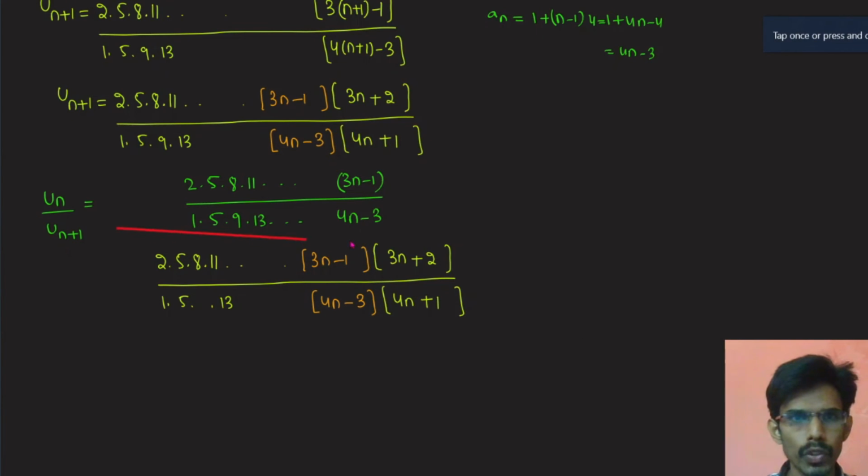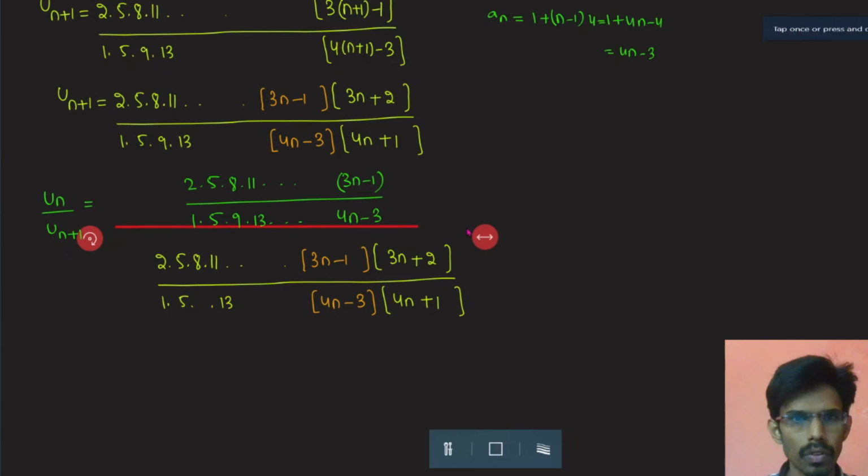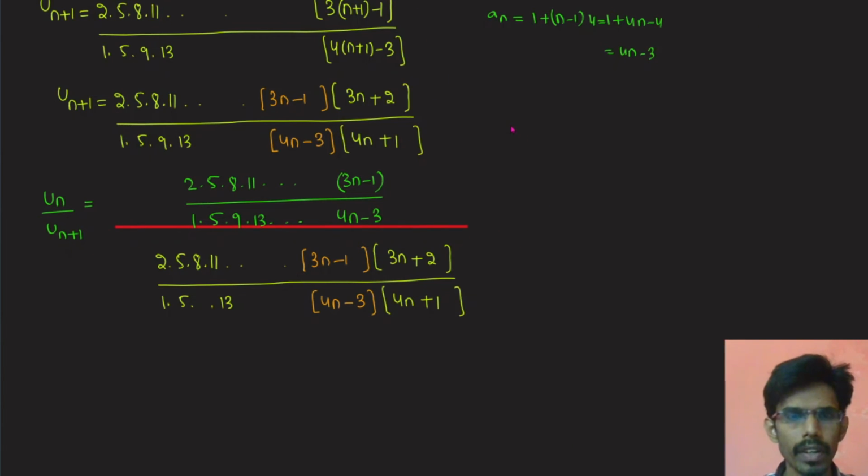Now we want the ratio of these two. Here this complete term will get cancelled, this term with this term. Next, all these terms are getting cancelled, this term will also get cancelled. Now we are left with these two terms. That will become 4n plus 1 in the numerator and 3n plus 2 in the denominator.